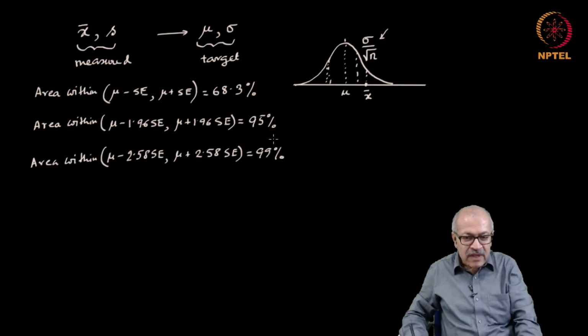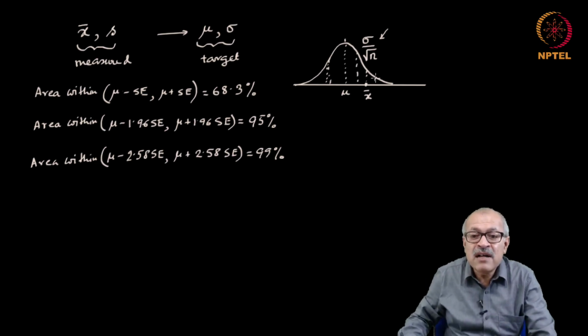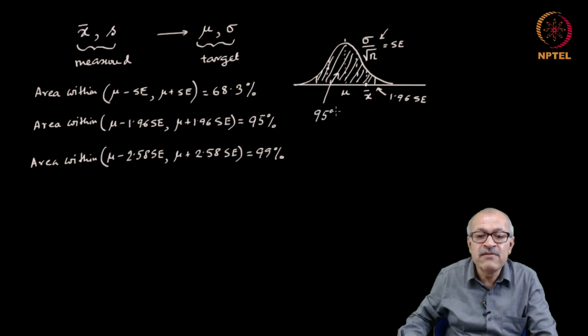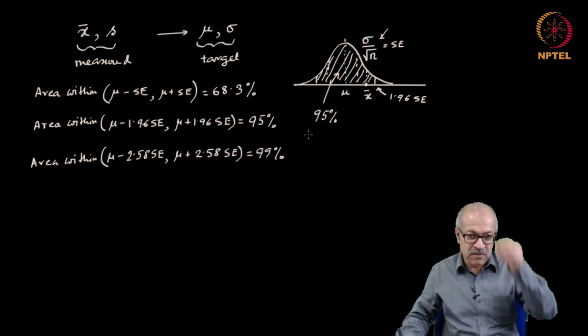So, if you consider a larger range, which is 1.96 standard error, then the area that is contained, this area, I'll hatch it, this area is 95%. This has great import.